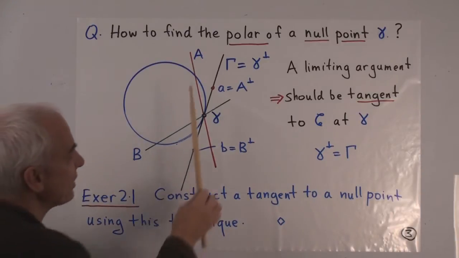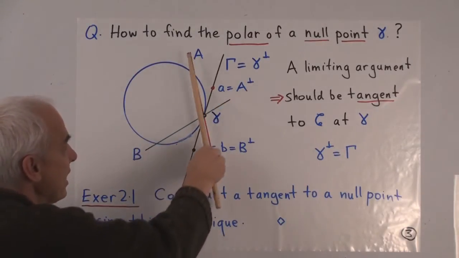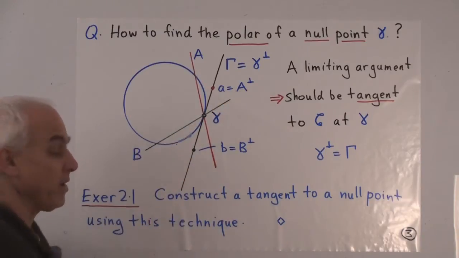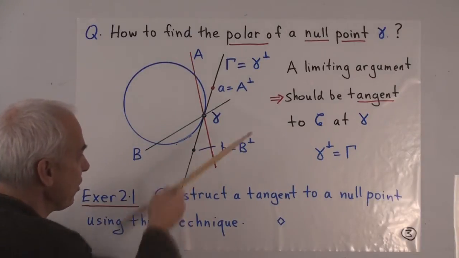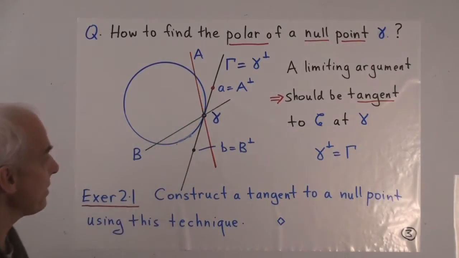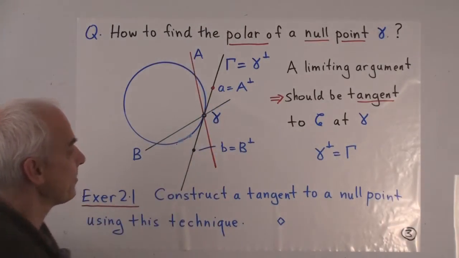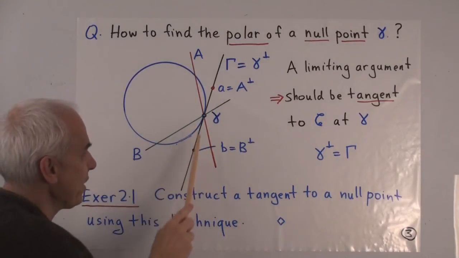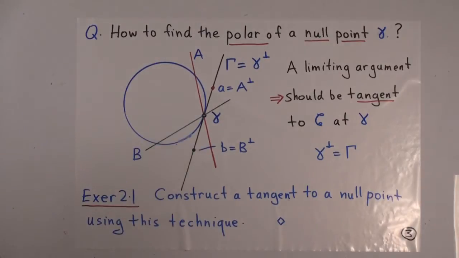So what we do is we look at two lines that go through gamma, let's say big A and big B, and we find their poles. So there's the pole little b of this line big B, and there's the pole little a of this line big A. And now what we do is we join little a and little b, and that's going to be the polar of gamma. And it does turn out to be a tangent to the circle.